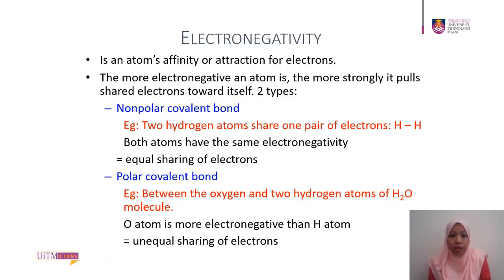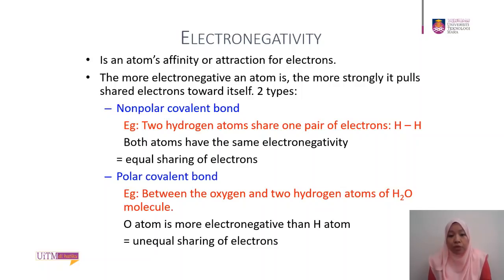So there are two types of covalent bond, whether it's a non-polar covalent bond or a polar covalent bond. A non-polar covalent bond is when two hydrogen atoms share only one pair of electrons. So the simplest example is the hydrogen molecule. They only share one pair of electrons, so automatically they become a non-polar covalent bond. Alright, so why do they share equally? Because they have the same electronegativity. So they have the same attraction between the two atoms. So there'll be equal sharing of electrons.